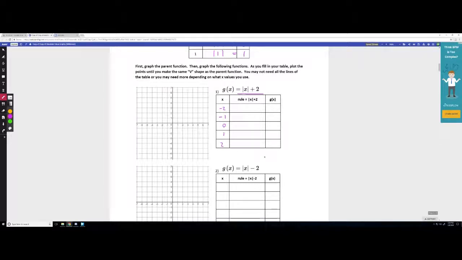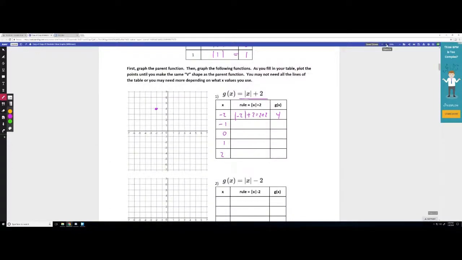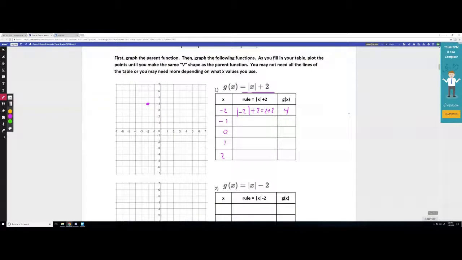So real quick, let me explain. The rule again: we have the absolute value of -2, and we're plugging it in for x plus 2. Now we can't have the -2, so the absolute value of -2 is positive 2. And now what's 2 plus that other 2? 4. So we have -2 comma 4 right there. Let me zoom in a little bit more. There we go.